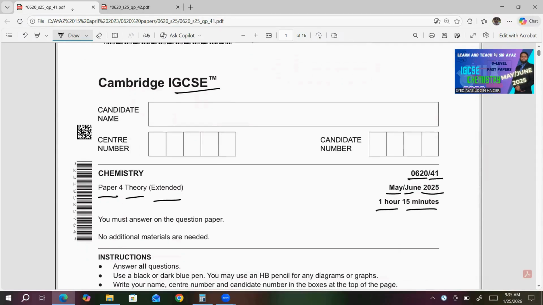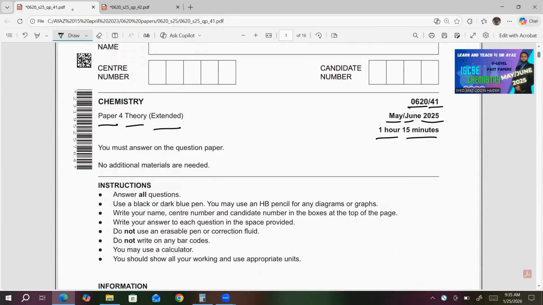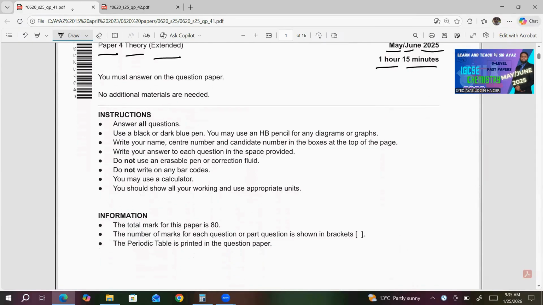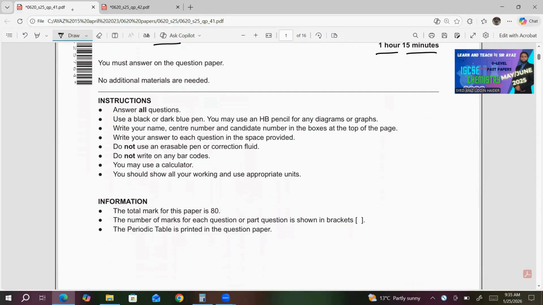You have to answer all the questions. You can use black or dark blue pen. You can use HB pencil for any diagrams or graphs. Do not use any erasable pen or correction fluid. Do not write on any barcodes. You may use calculator. You have to show all your workings and use appropriate units. The total mark for this paper is 80.